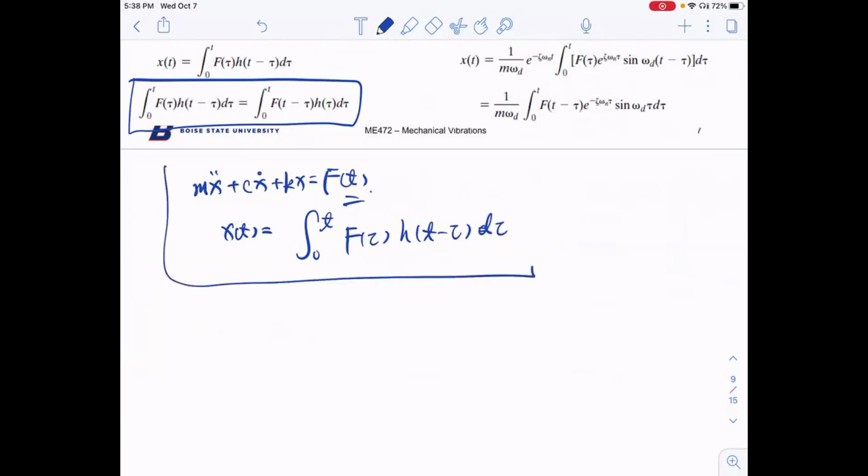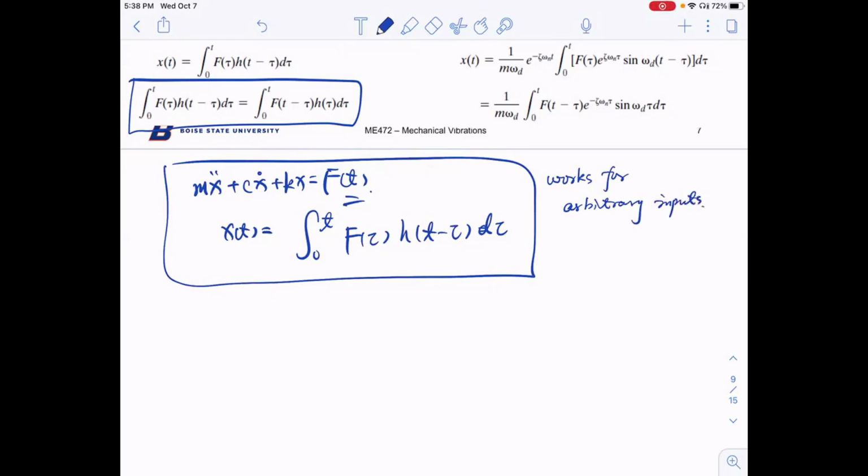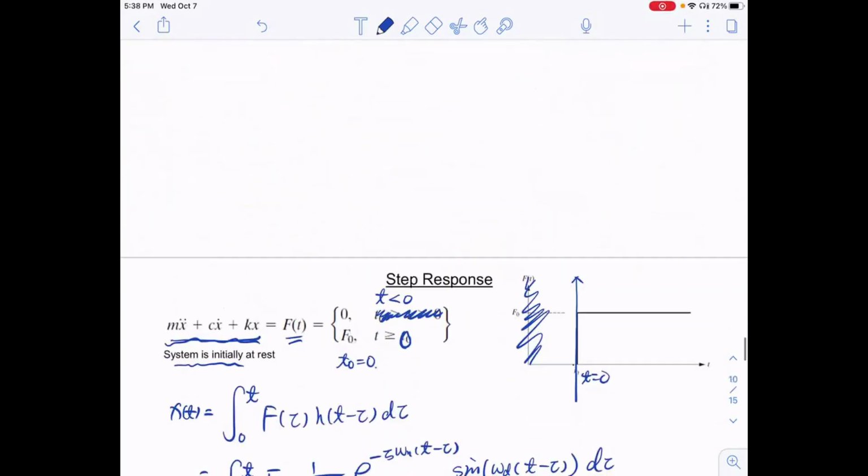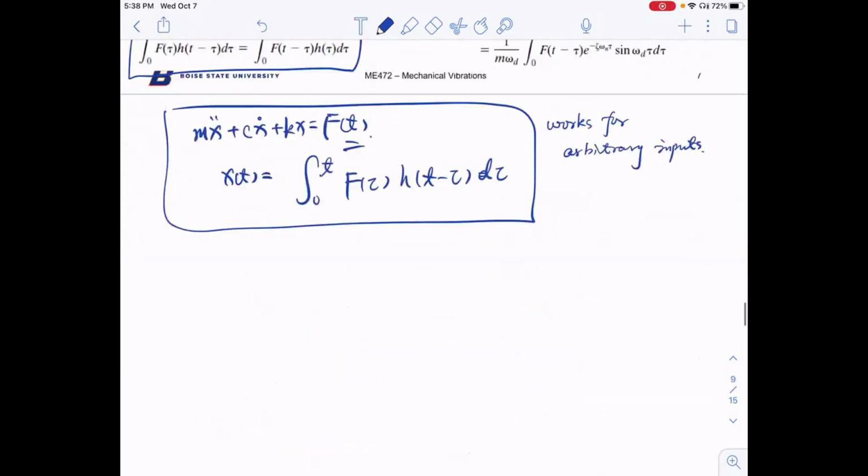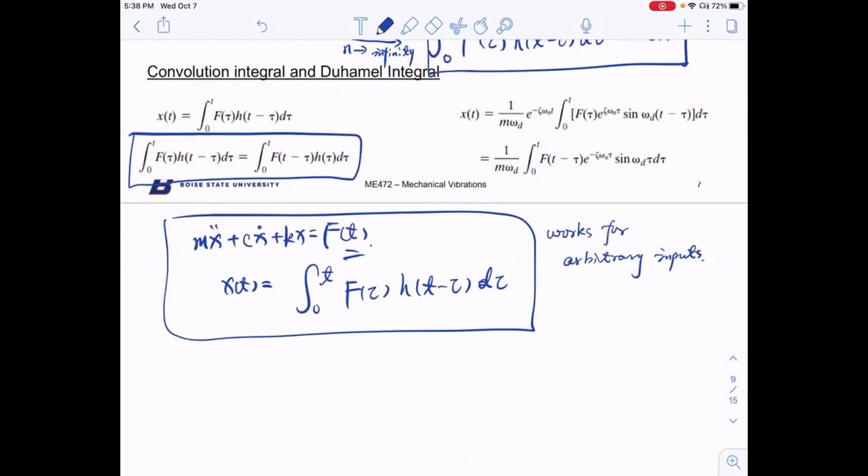So that's general. That works for any kind of force input, which is why it works for arbitrary inputs. Here I give you an example. That input is a step function. Before time equal to 0, your f is 0, but after t equal to 0, it is a non-zero value. If your f(tau) is really complicated, then this integration would become crazy.